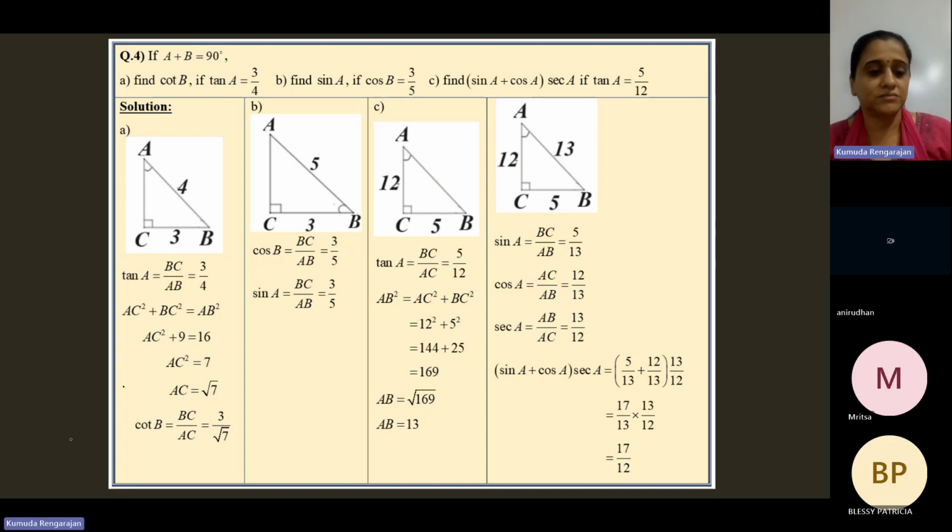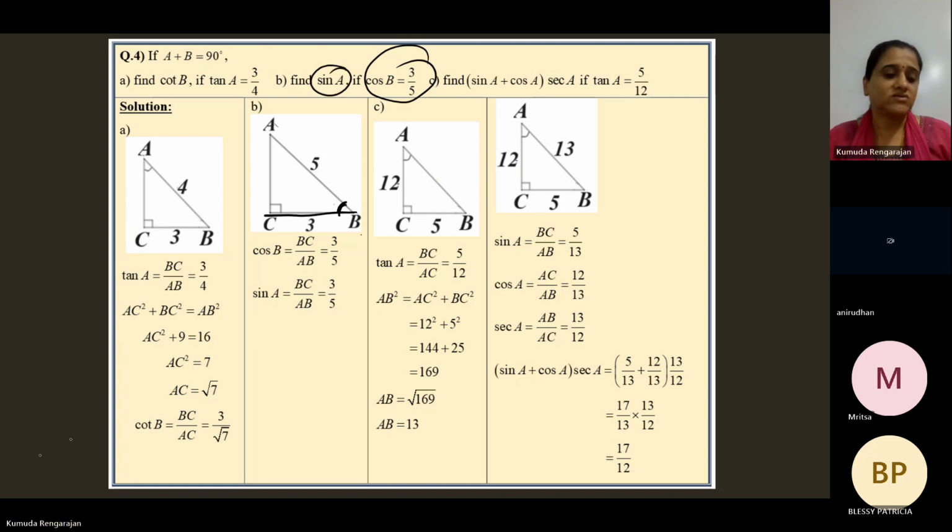Thank you, Varshini. For the second one, cos B is 3 by 5. Cos B, this is B. Cos B is what? Adjacent by hypotenuse, correct? Right? And we need to find sine A.